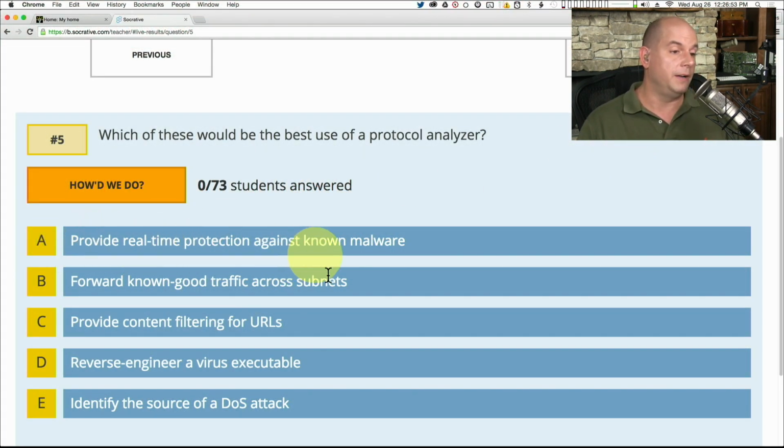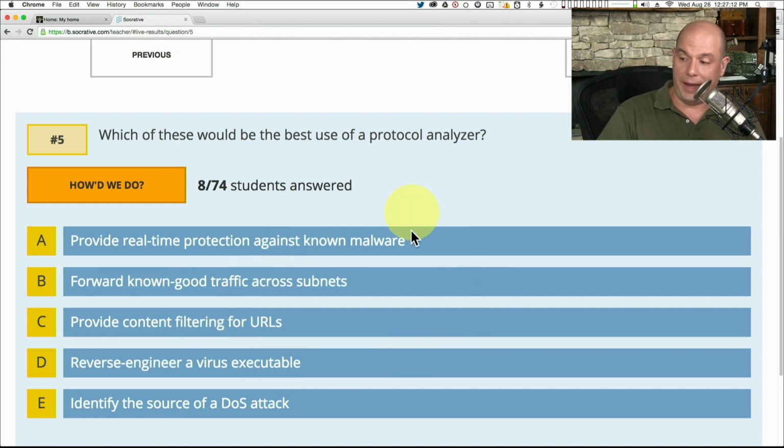Would this be to provide real-time protection against known malware? Would it be to forward known good traffic across subnets? Would it provide content filtering for URLs? Would it allow me to reverse engineer a virus executable? Or would it allow me to identify the source of a DoS attack? So which of those would be the best use of a protocol analyzer?